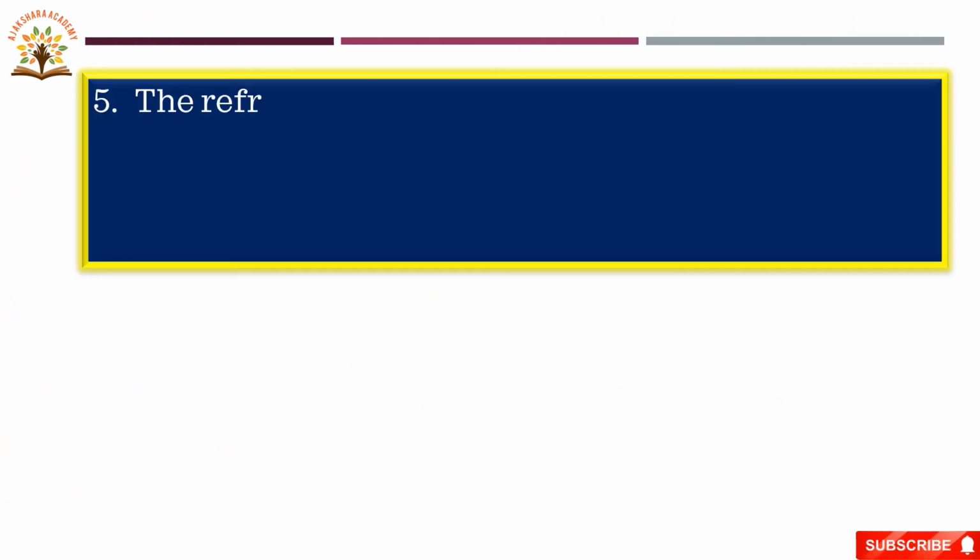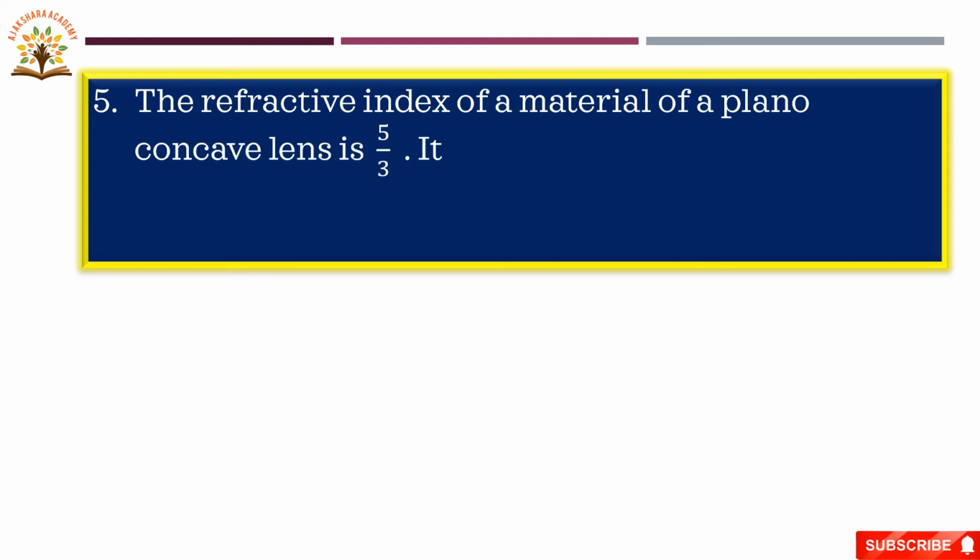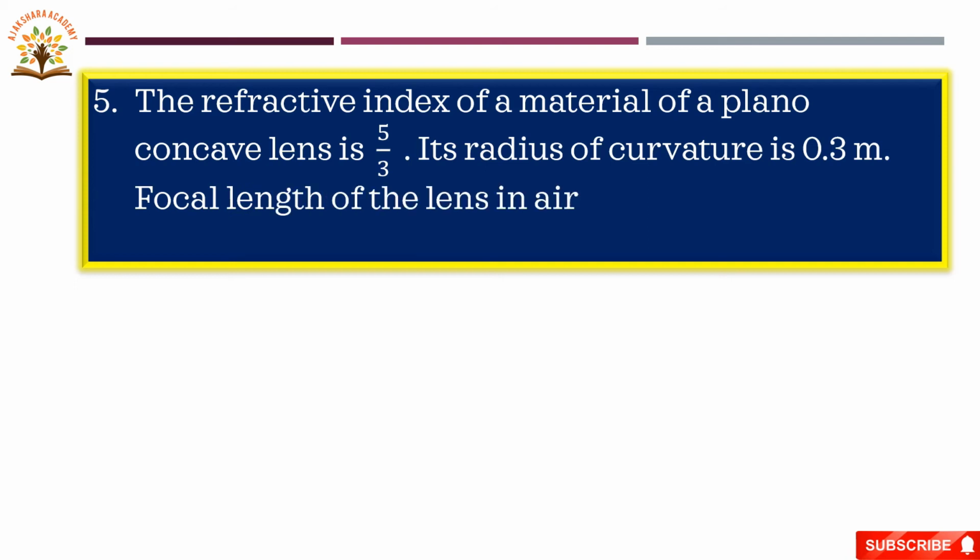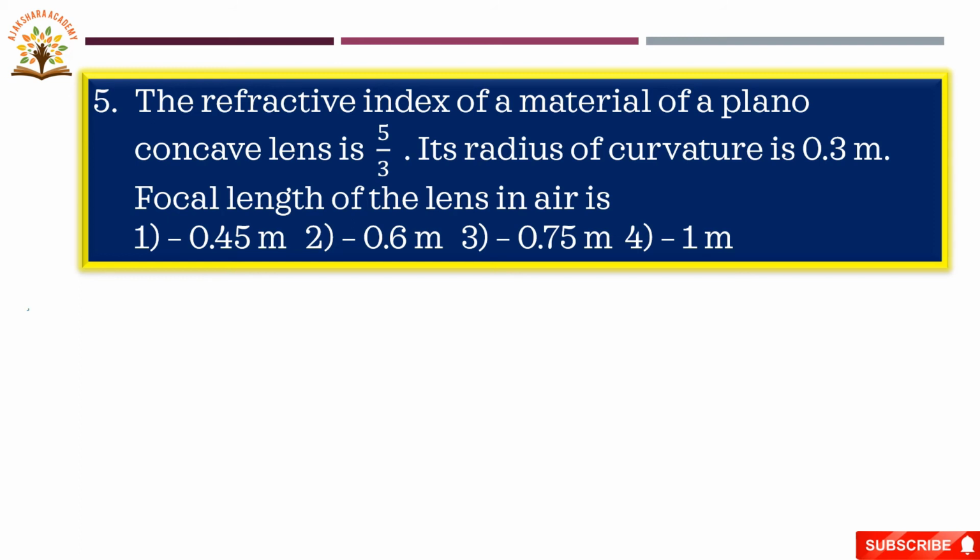In this question, the refractive index of the material of a plano concave lens is 5 by 3. Its radius of curvature is 0.3 meters. Focal length of the lens in air is, here we have to calculate the focal length of the lens. Now let us go to the solution. Given refractive index of the material of the plano concave lens is 5 by 3, and its radius of curvature is 0.3 meters, and we have to calculate the focal length.